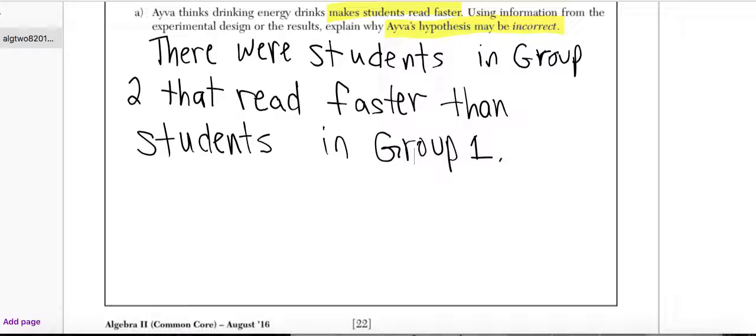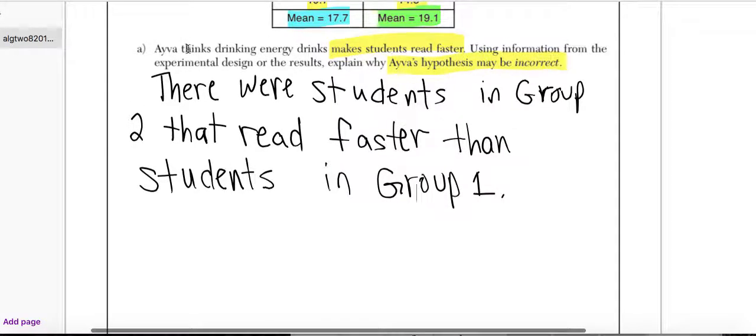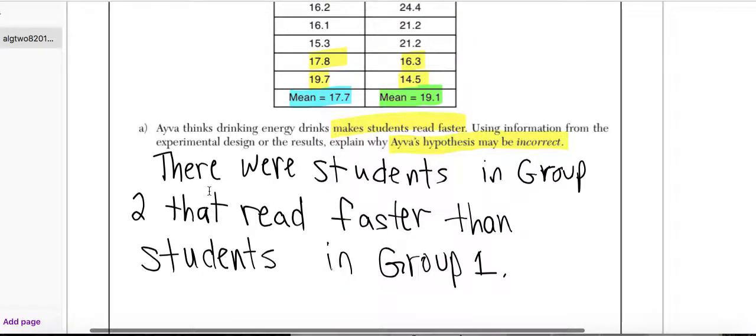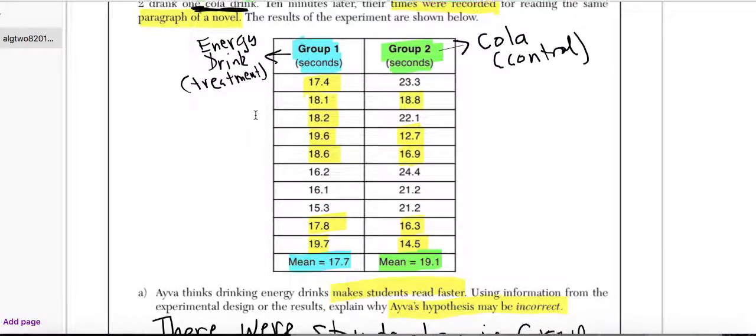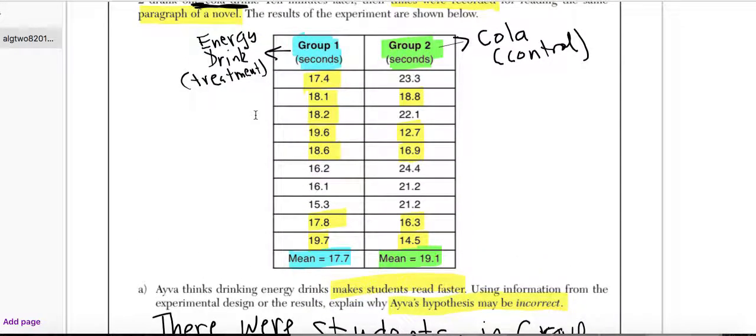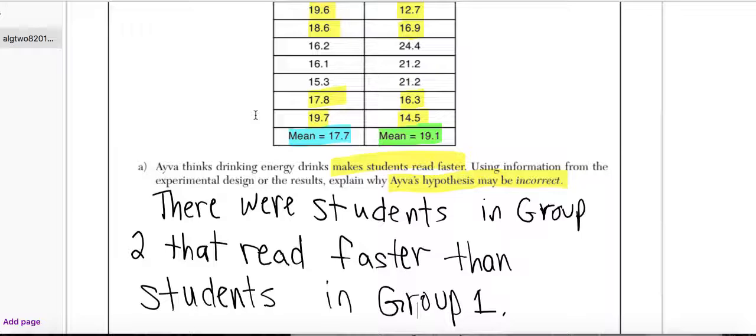Group 2 was the cola drink. So if there were students in group 2 who actually read faster than students in group 1, Avia's hypothesis may be incorrect because she thinks drinking energy drinks made them read faster. But based on the results, using information from the results, Avia's hypothesis may be incorrect because, again, there were students in group 2, the cola group, that read faster than students in group 1, the energy drink group. That's all there was to it, guys. It doesn't mean that she's definitely incorrect, but we don't know for a fact.